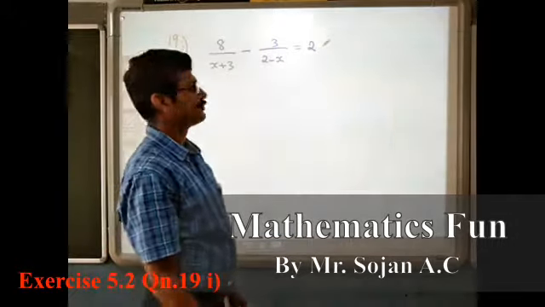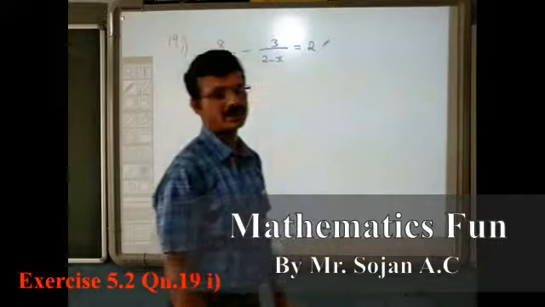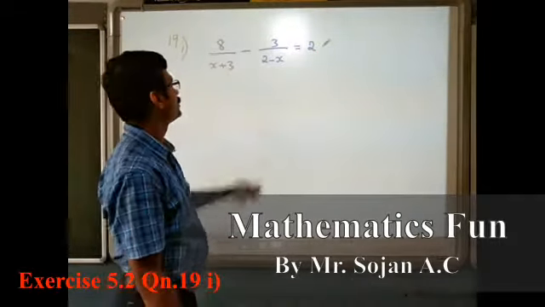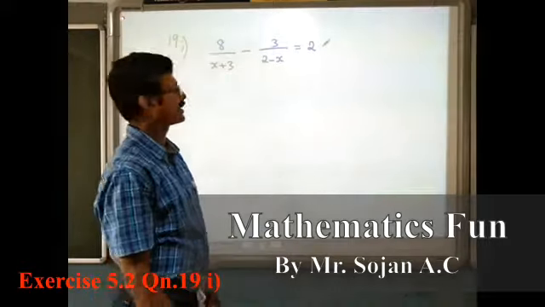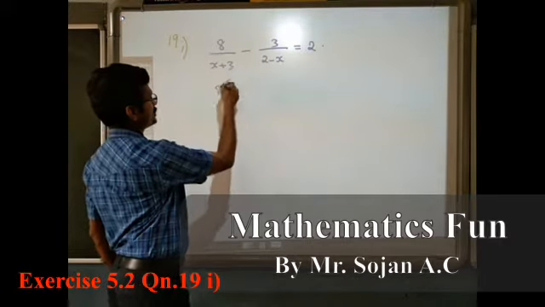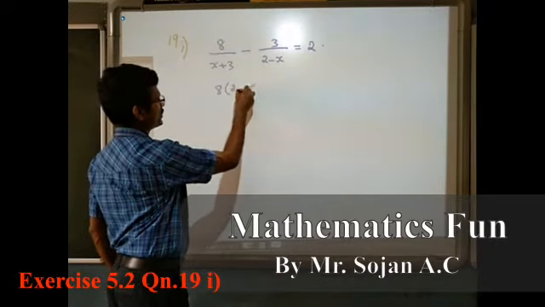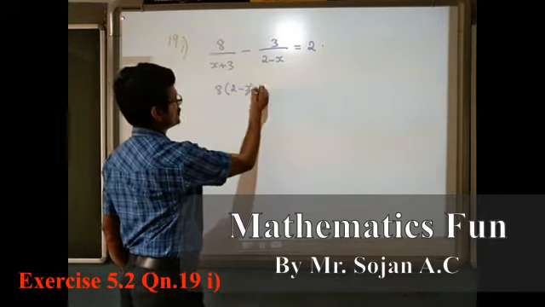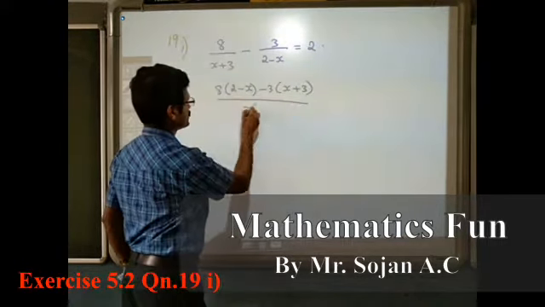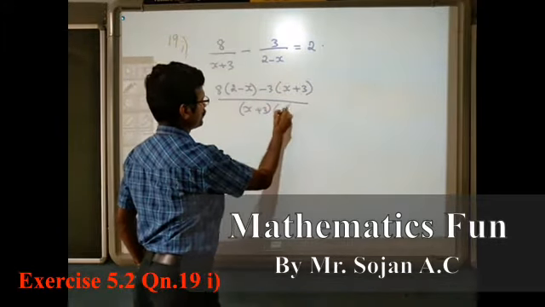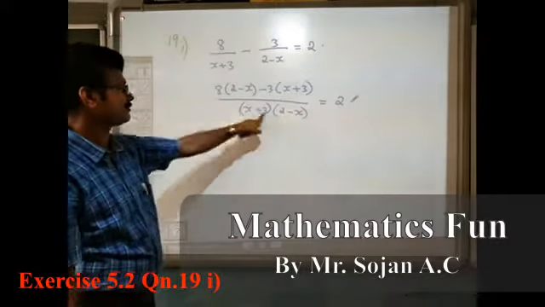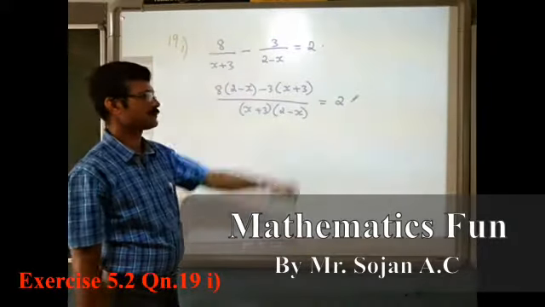First of all, we have to simplify the equation and convert it into the standard form of a quadratic equation. Simplification can be done only by taking the LCM. So I am taking the LCM and simplifying it. It will become like this: 8 into 2 minus x minus 3 into x plus 3, over the LCM x plus 3 into 2 minus x, is equal to 2. I have taken the LCM, so it will come to this form.